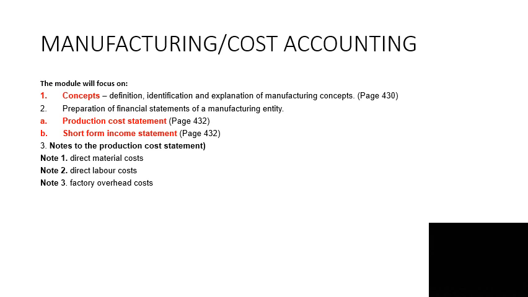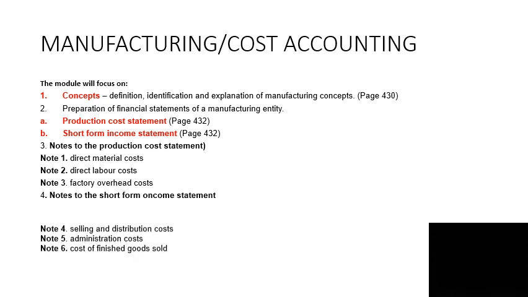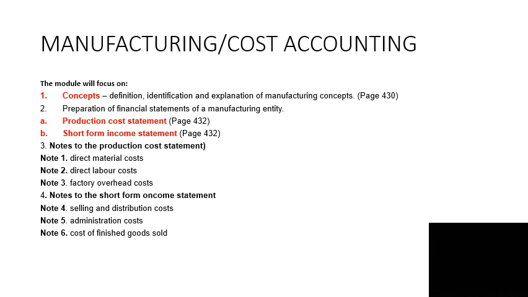Note 1 is direct material cost, direct labor cost, and factory overhead cost. Then also notes to the short form income statement. We have note number 4, 5, 6 for selling and distribution cost, administration cost, and cost of finished goods sold. You will need also to know unit cost and break-even analysis, and lastly ethical issues and internal controls.